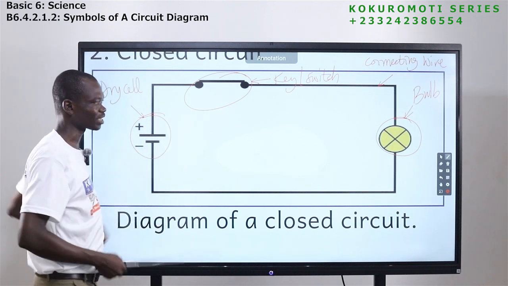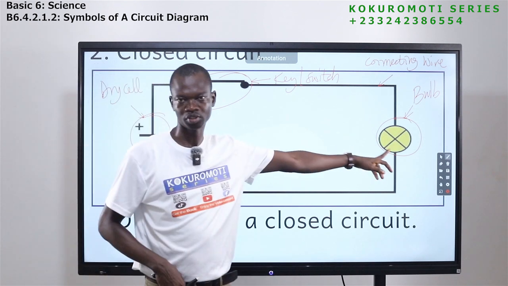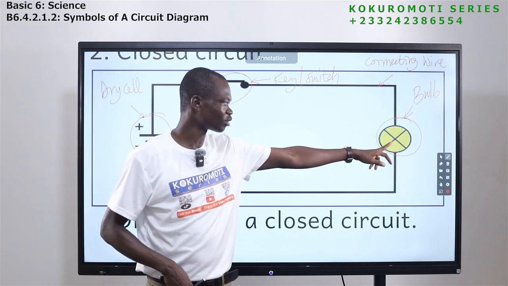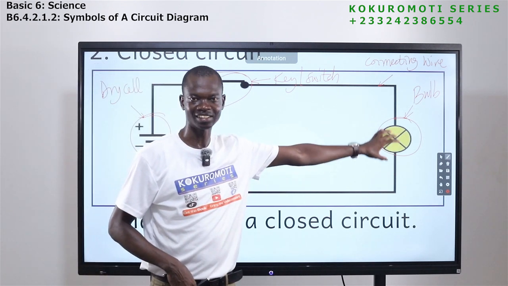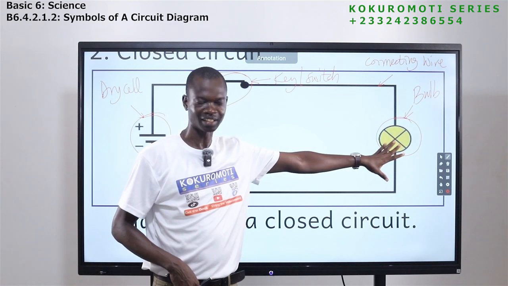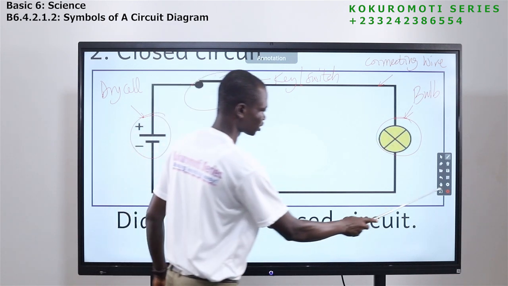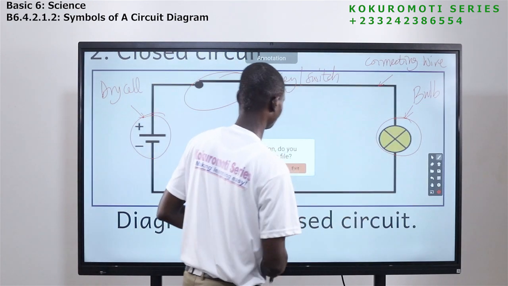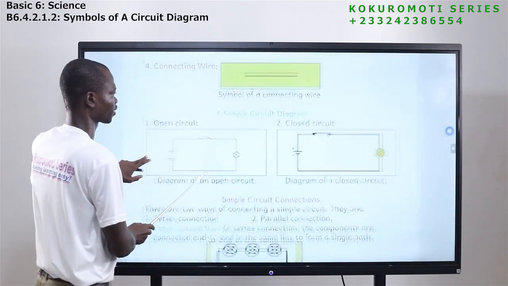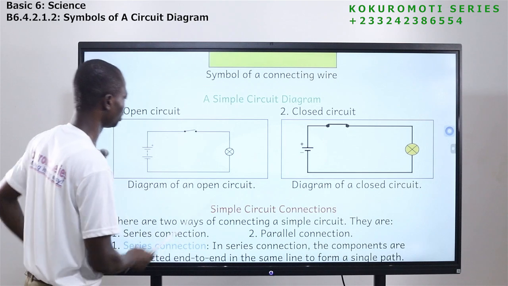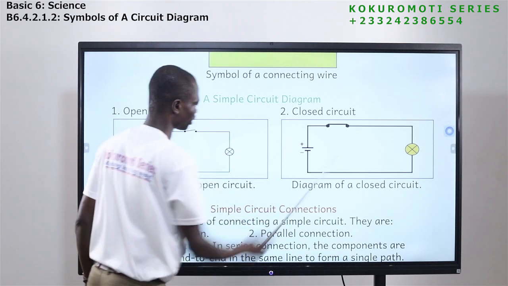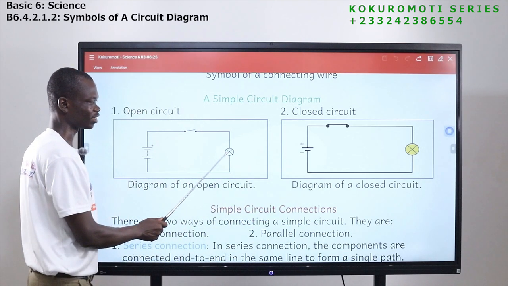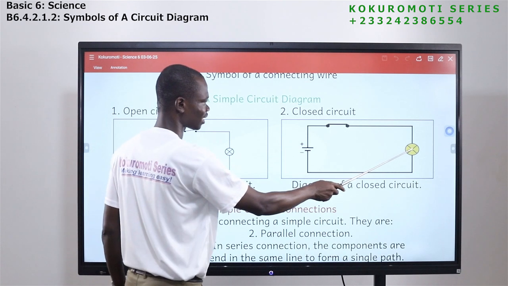If you close the switch, what happens to the bulb? It will produce light. So that is why we have this color here. Inside the bulb, you see color in it. Now let's go back and let me show you something. Let's compare these two. You see the bulb here and the bulb here. What do you have inside this? There is no color in this, but here there is color in it.